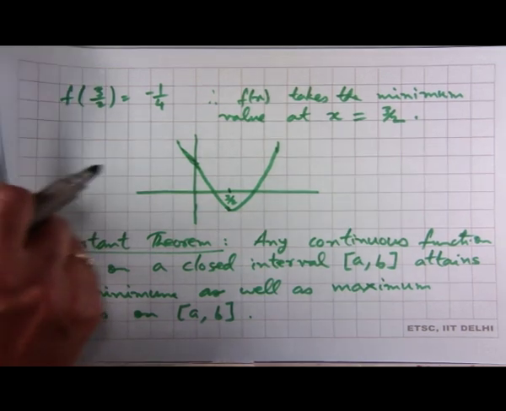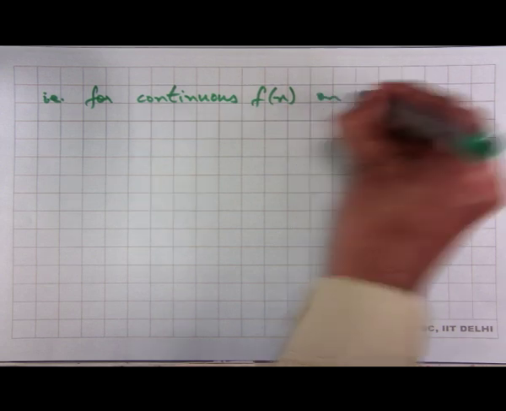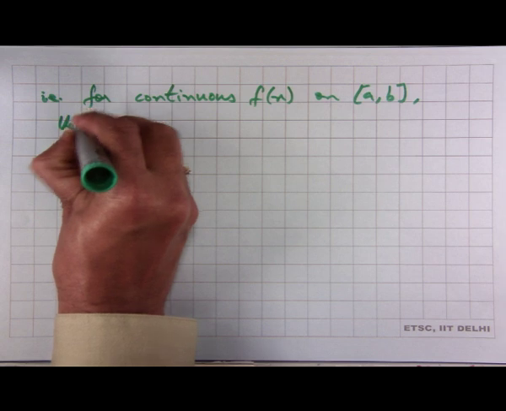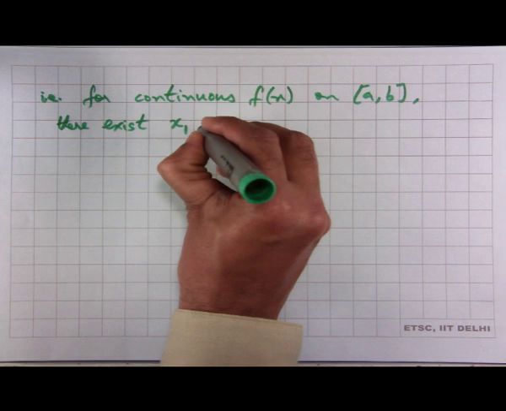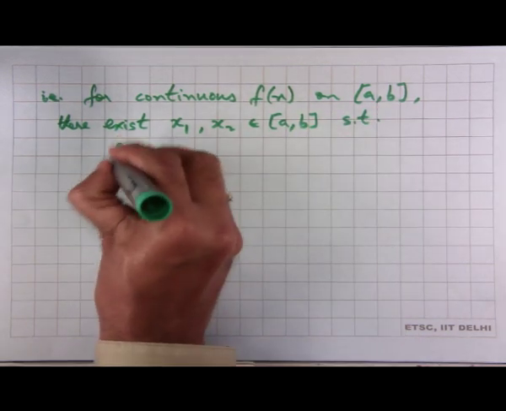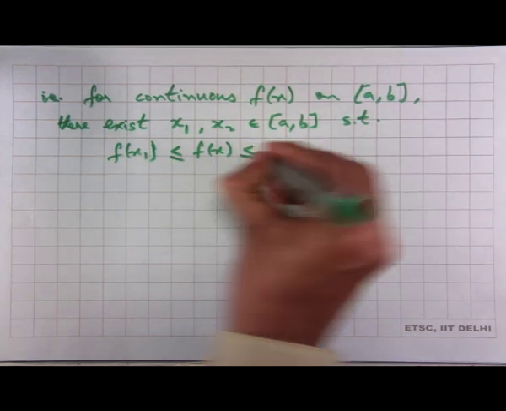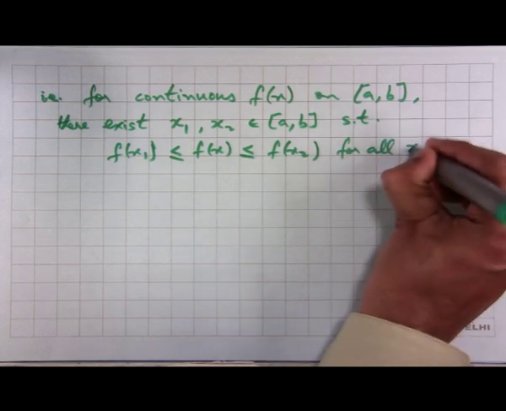So, what this is saying is that if we have any closed interval a b and the function is continuous, then there exists some x1 and x2 in this a b such that f of x1 is always less than or equal to f of x, and f of x is less than or equal to f of x2, for all x belonging to a b.